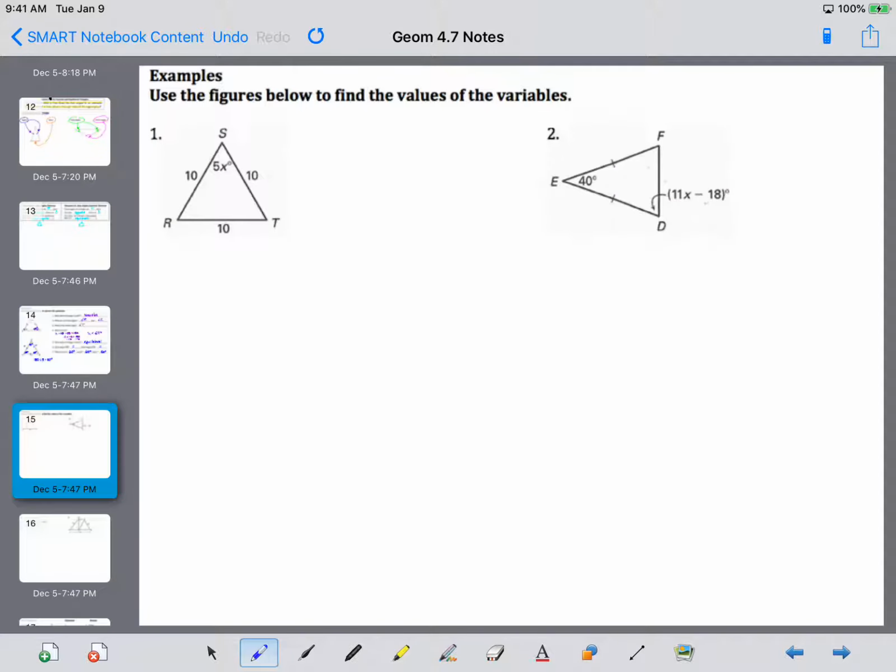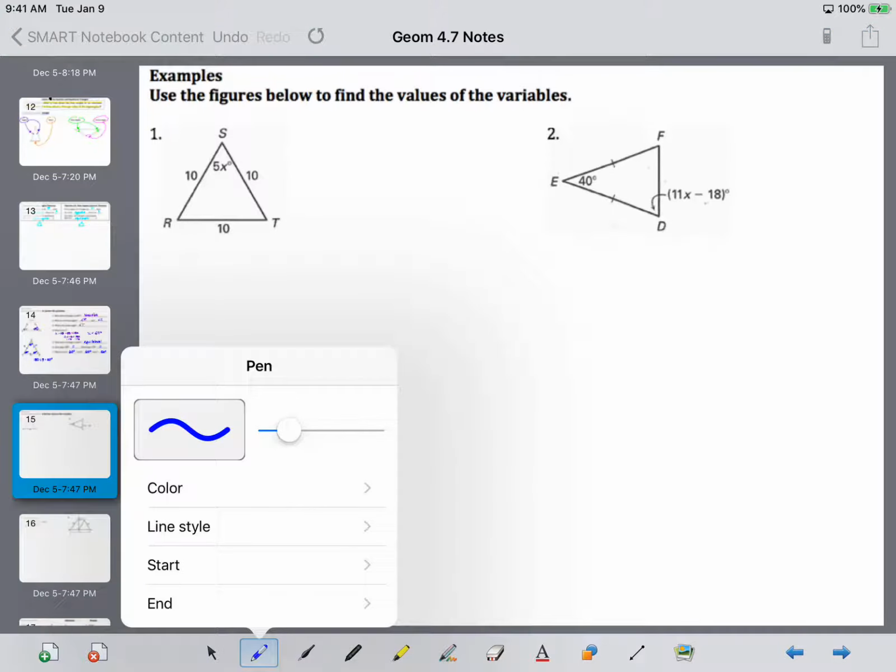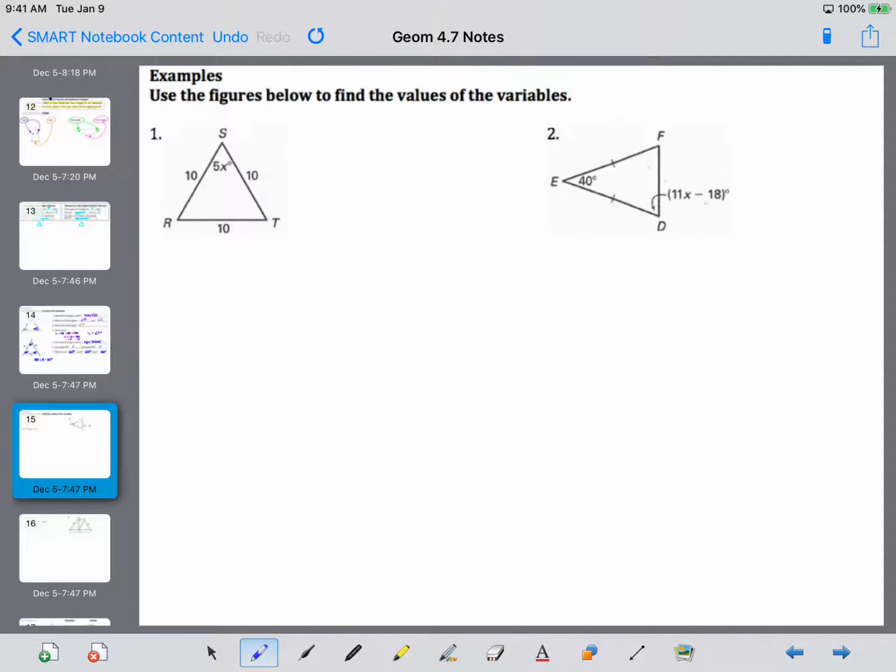All right, let's move on to a couple of examples using some algebra here. So in example 1, notice that all three sides are 10 units long, so this is going to have to be equilateral. Well, if it's equilateral, we know this angle and this angle and this angle are all the same. We just talked about that. They've got to be 60 degrees. So to find x, all you have to do is say 5x equals 60, divide both sides by 5, and you end up with x equals 12.